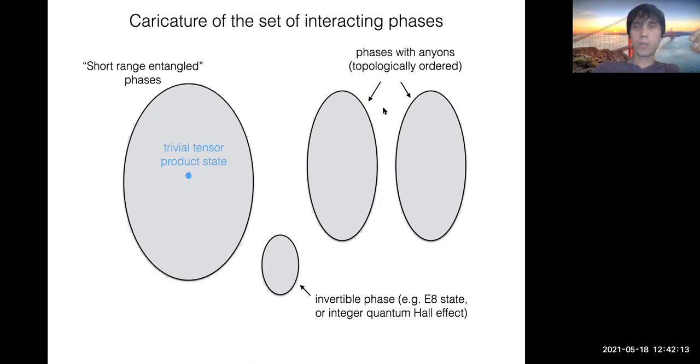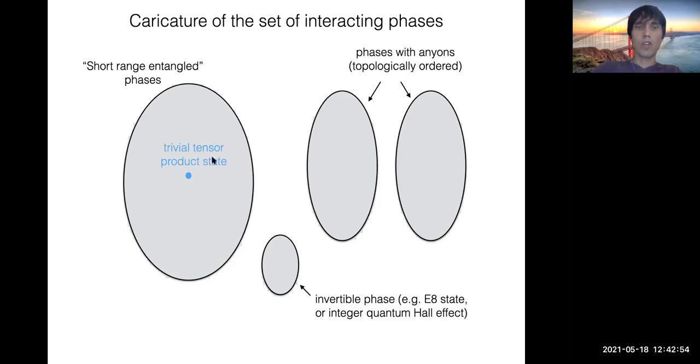So this caricature is supposed to describe what we're going to be focusing on. These various ovals represent gapped phases of matter, and there's one preferred phase. So far I'm thinking about no symmetry. The one preferred phase is that of short-range entangled states. This is the phase which has as one of its member Hamiltonians just the trivial decoupled Hamiltonian, which you can think of as a sum of projectors onto particular states on each site of this many-body Hilbert space.